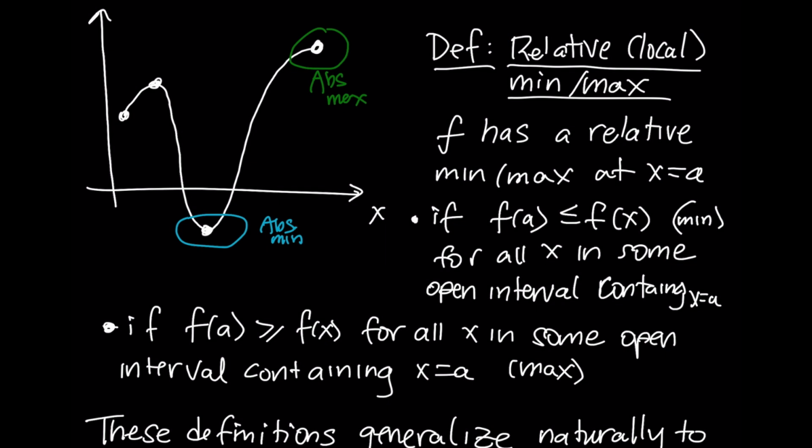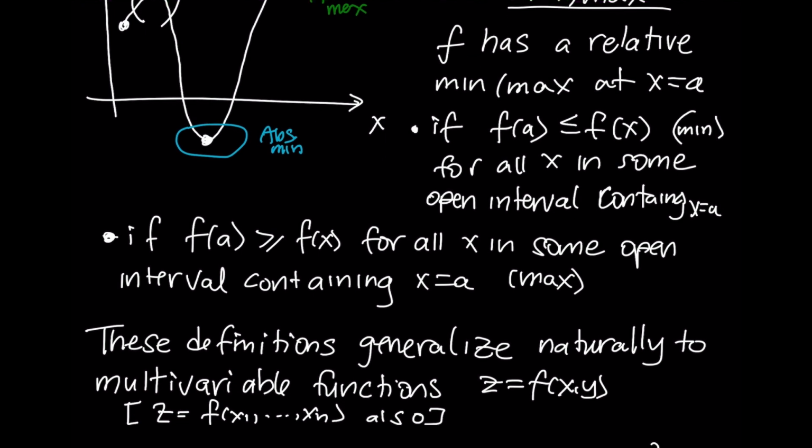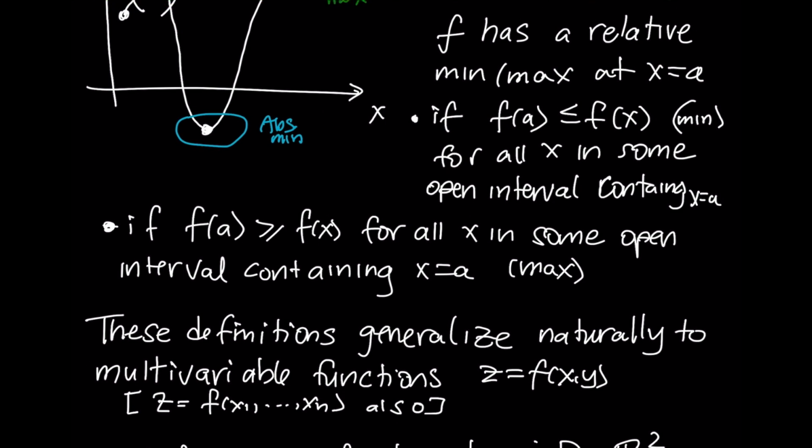So, for example, in this picture here, we would have some open interval centered at that point, and that point at the top of the bump is a relative maximum because its value is higher than the value of its neighboring points. All of these definitions, absolute and relative min and max, generalize directly over to functions of more than one variable.